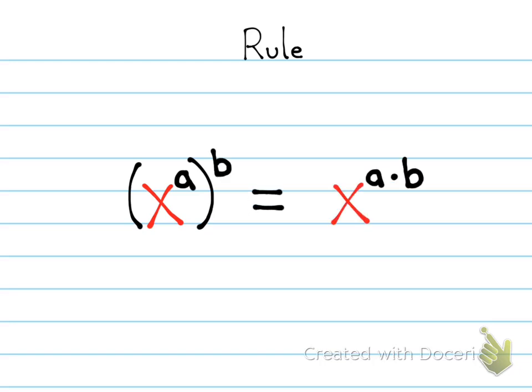So our rule is that if I raise a power to a power, all I have to do really is multiply the powers together. So if I have a number to the a power raised to the b power, I could just do a times b.